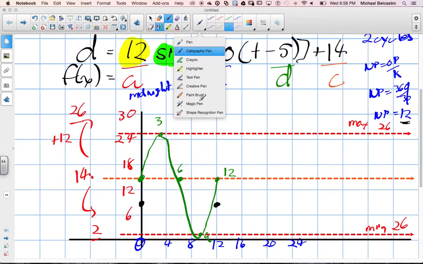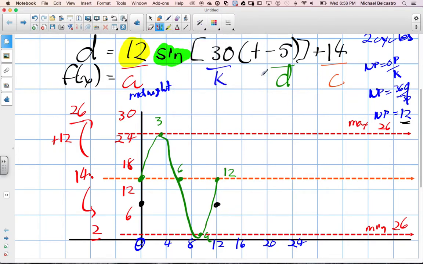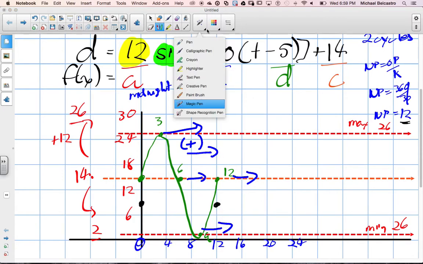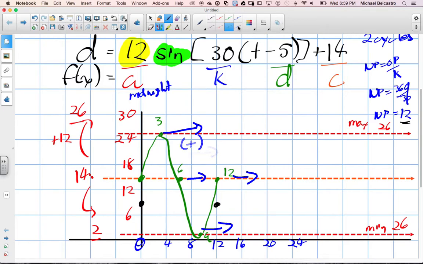Then what we can do, now that we know that, is use our shift. We can shift it over, because it's a negative 5, so we go in a positive direction, 5 units. So we can move each of these 5 units to the right to find out where the new graph is going to be. So the new graph, we'll do it in blue. 0 now starts at the number 5.